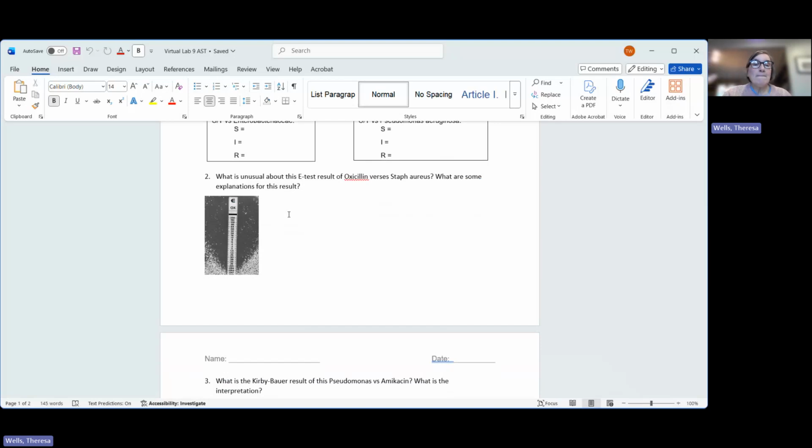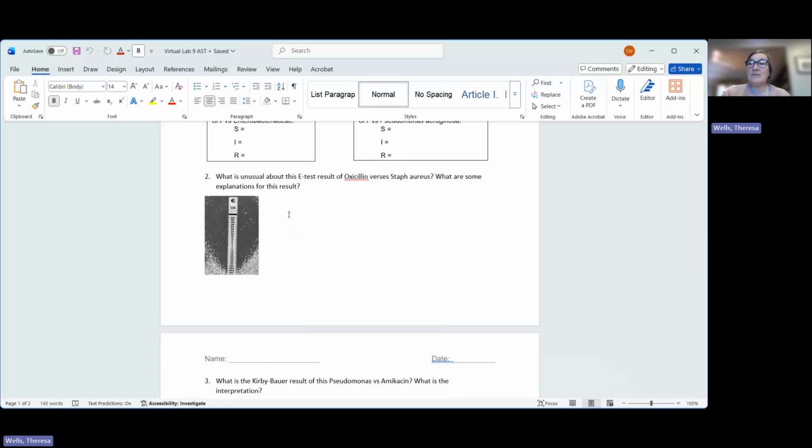Some people said, well, maybe the activity of the strip has been reduced. Maybe it's expired. Good point. That certainly could be. You could have a lack of activity using that strip. Some people said, well, maybe it was mixed. Maybe you have two different organisms actually growing on the plate, so it's not a pure culture, and that's a good explanation as well.